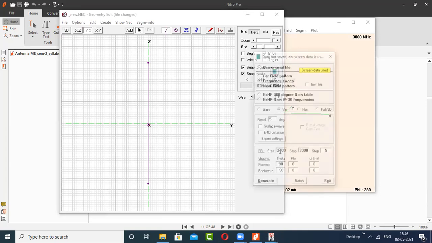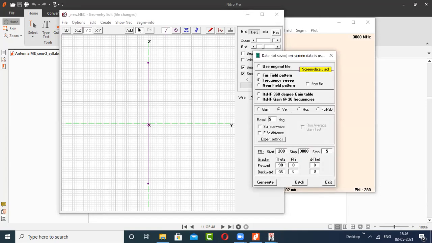I will make it 2000 only straight away. And this as 2700.